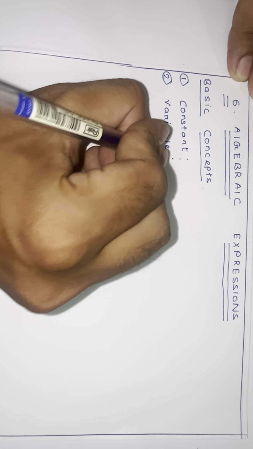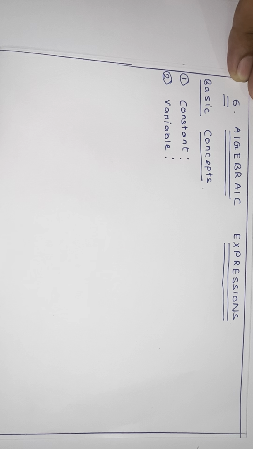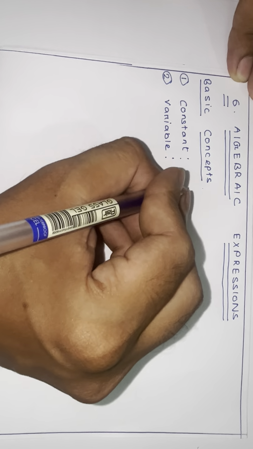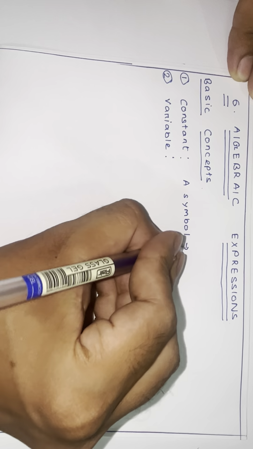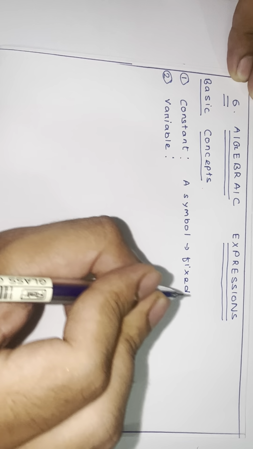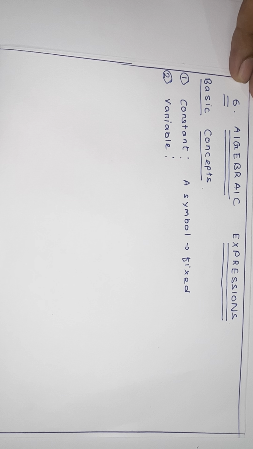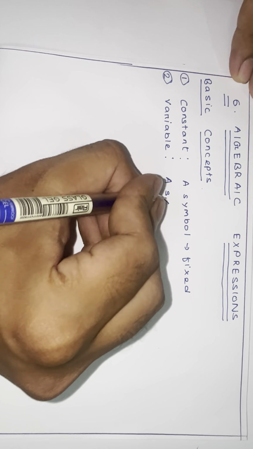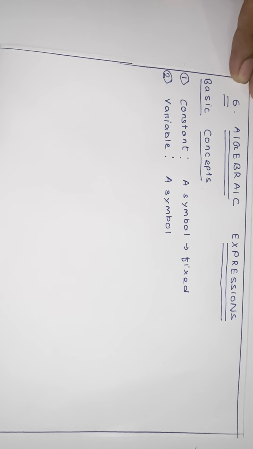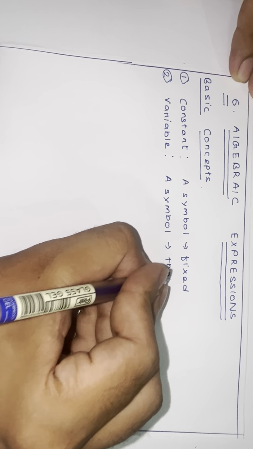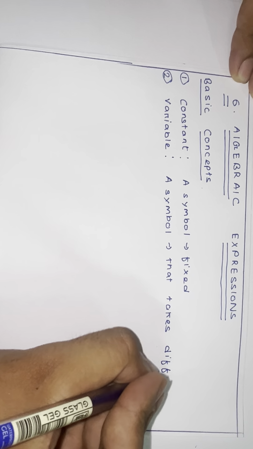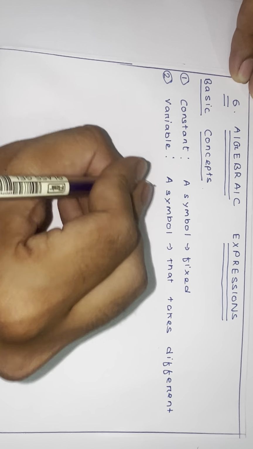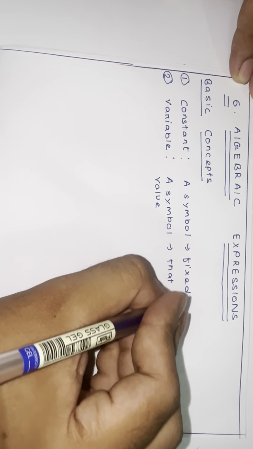So what do we mean by constant and what do we mean by variable? Constant means a symbol that has a fixed value. That is called a constant. And a variable is a symbol that takes different values. A symbol that takes different values is called a variable.